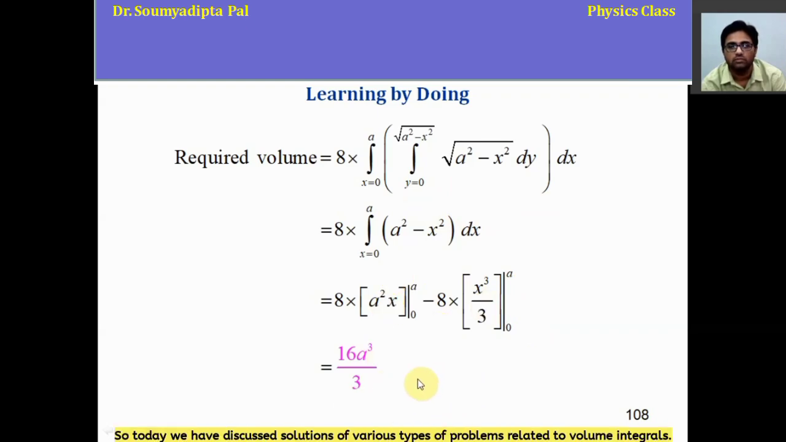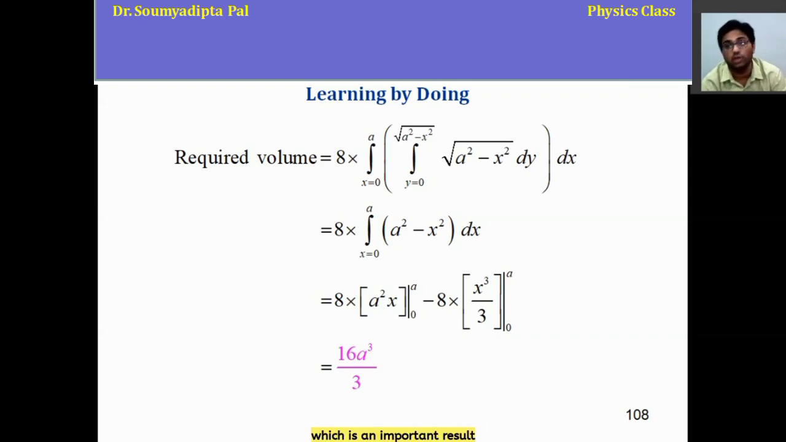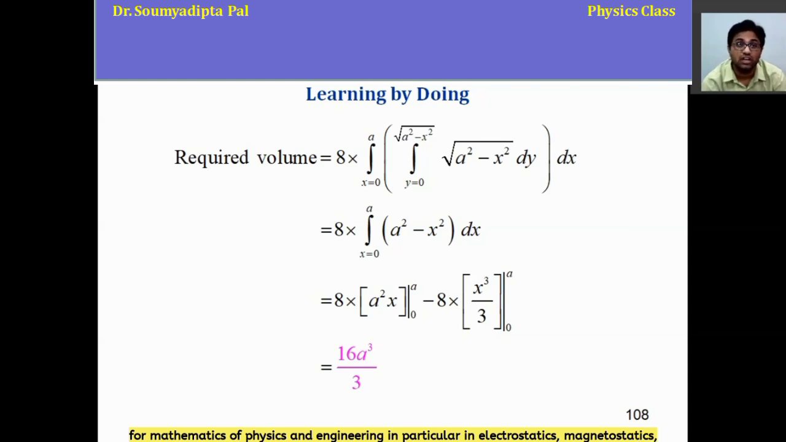Right? So today we have discussed solutions of various types of problems related to volume integrals. Right? And I believe that it has helped you a lot to understand how to perform volume integration. Right? So that's all for today's class. In the next class, I shall discuss Gauss's divergence theorem, which is an important result for mathematics of physics and engineering. In particular, in electrostatics, magnetostatics, electromagnetic field theory, also in fluid dynamics.